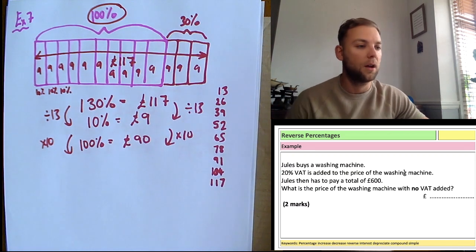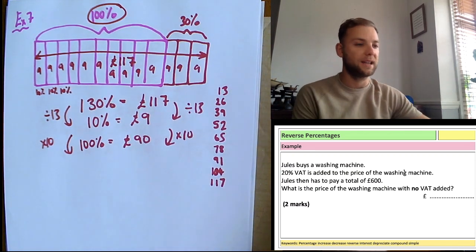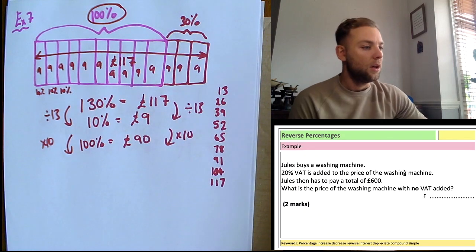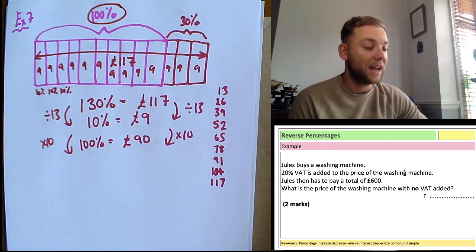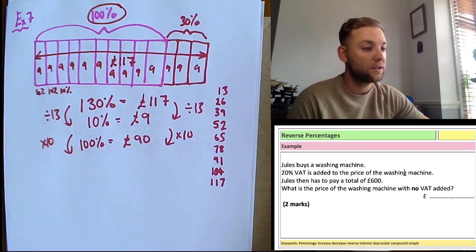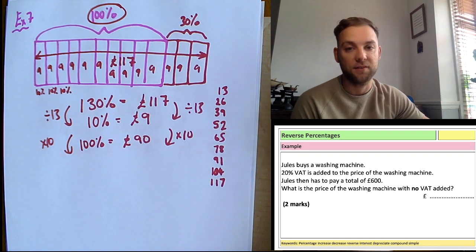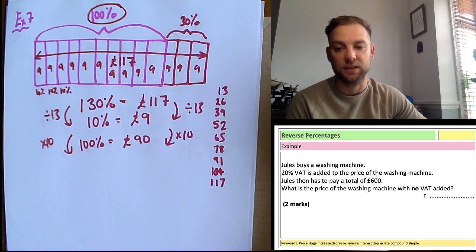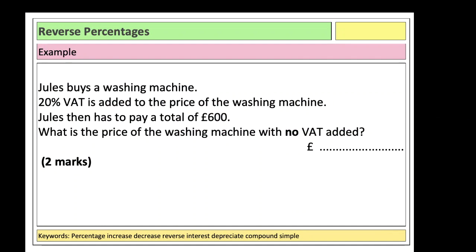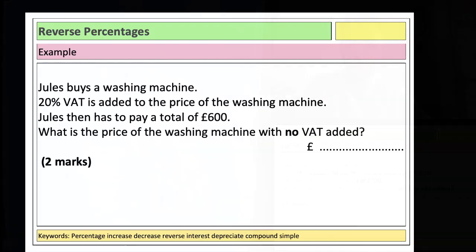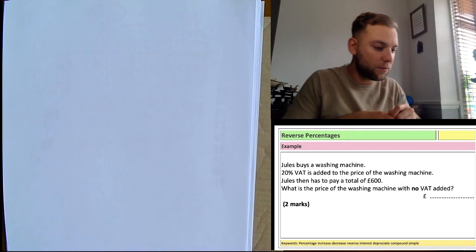So Jules buys a washing machine and 20% is added to the price of the washing machine. Jules then has to pay a total of £600. What is the price of the washing machine without any VAT added? So this is another percentage increase. I'm going to make this big, and I want you to have a little go at this one yourself. So pause now and have a little go at that. Okay, let's have a little look at this one together then.